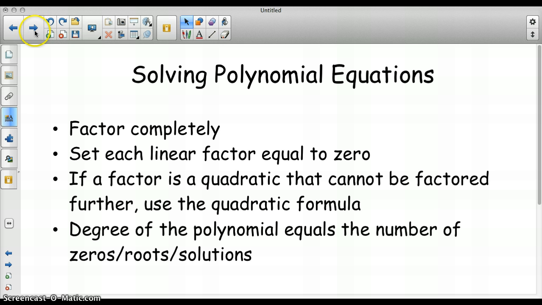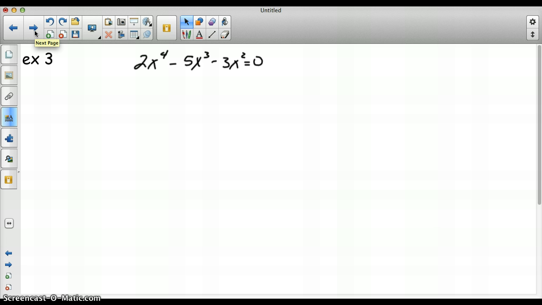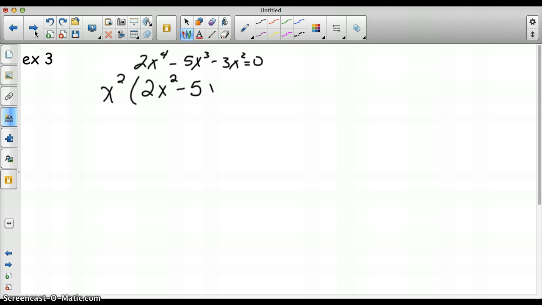So let's take a look at example 3. Example 3 is 2 times x to the 4 minus 5 times x cubed minus 3 times x squared equals 0. What we notice is that all 3 of our terms have an x squared in it. Therefore, we're going to factor the x squared out. So we get x squared times 2x squared minus 5x minus 3, and this equals 0.